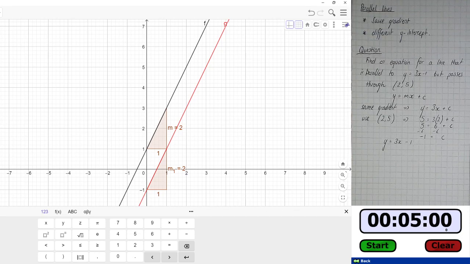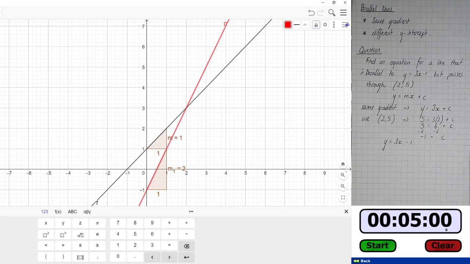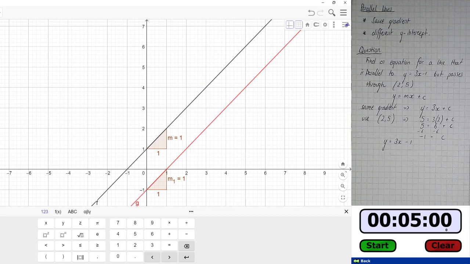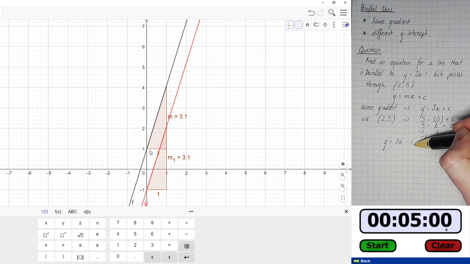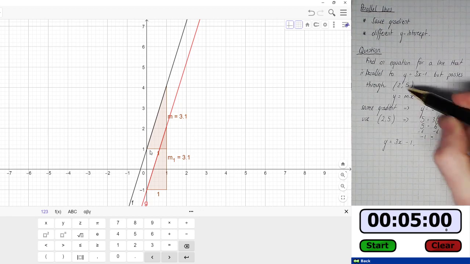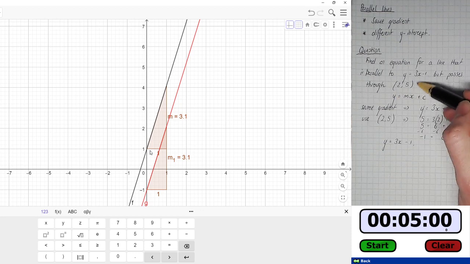So let's actually edit this in our little program. So we've got our gradient was 3, and our first... Okay, so you may notice that the answer that we got at the start and at the finish is exactly the same. Okay, and that's because this line does go through that coordinate.